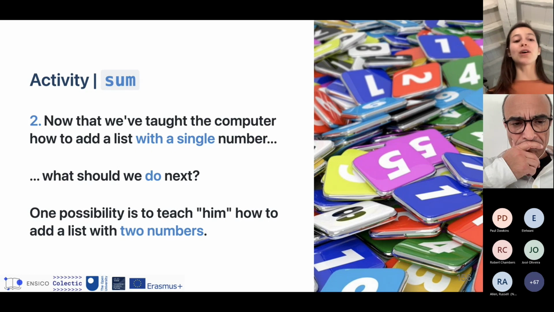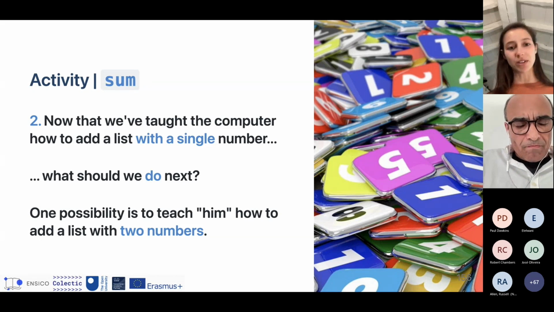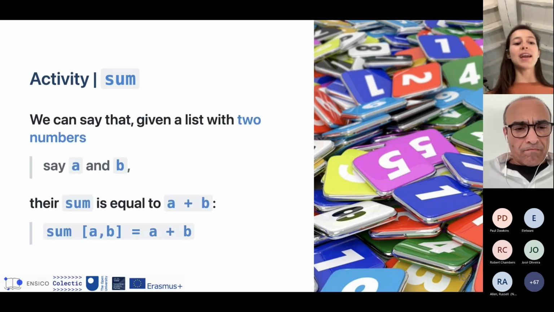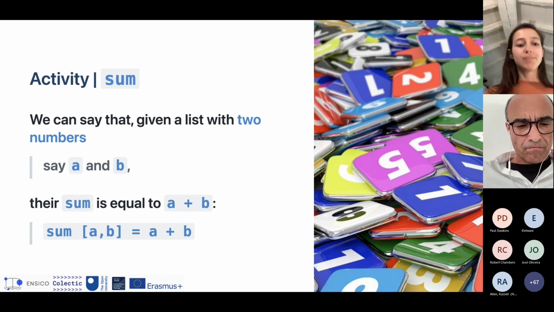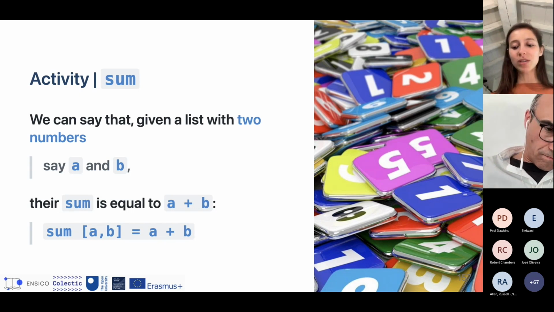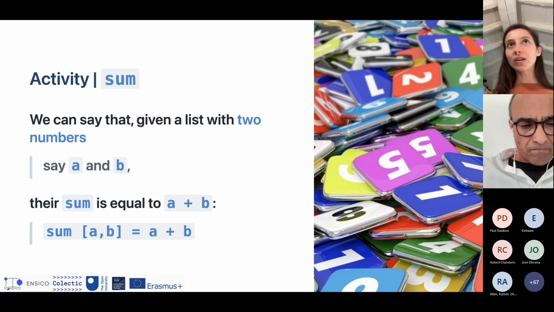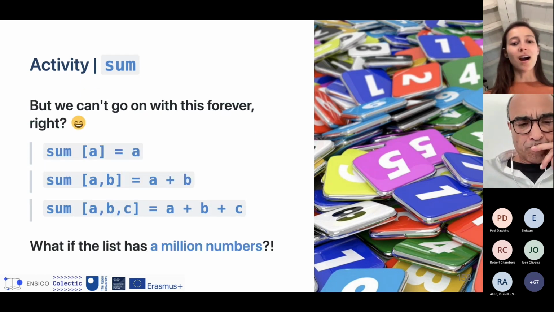And now that we've taught the computer how to add a list with a single number, what should we do next? So we could say, okay, now computer, let's move on to lists with two numbers. Say that you have two numbers A and B, so you have a sequence with number A and number B. Then the sum is going to be equal to A plus B. Okay, now the computer knows this and can compute the sum of a list with two numbers. And then we can say, okay, so now we're going to teach him how to add three numbers. Say A, B, and C is A plus B plus C.